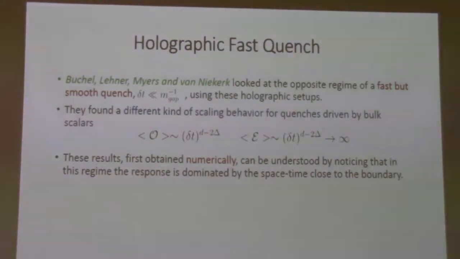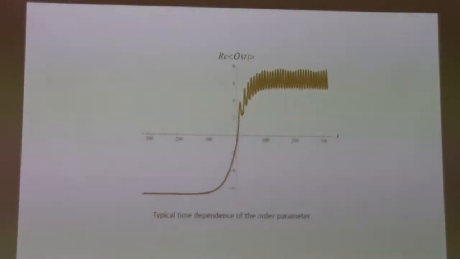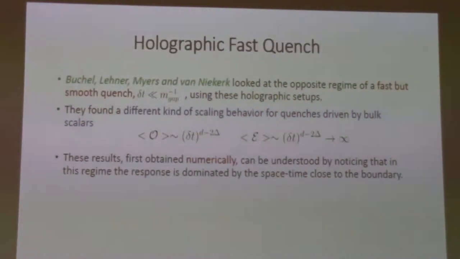So following this, Buchel, Lehner, Myers and van Niekerk looked at the opposite regime of quantum quench holographically. What I was talking about was a quantum quench which was slow compared to the initial gap. They looked at the regime where the quench was fast compared to the initial gap. And they found, by solving the Einstein equations numerically, that there is a different scaling law which appears. Namely, in the same setup but in a different regime, you have some different powers of delta t which appear.